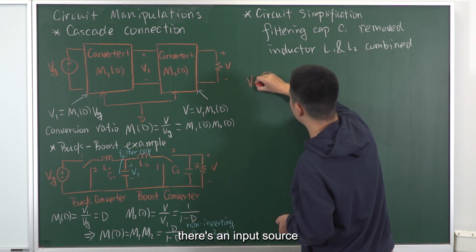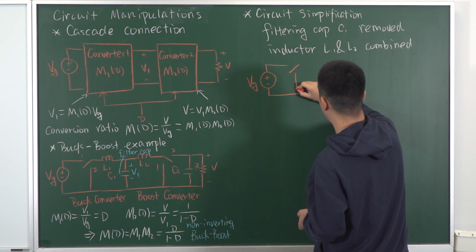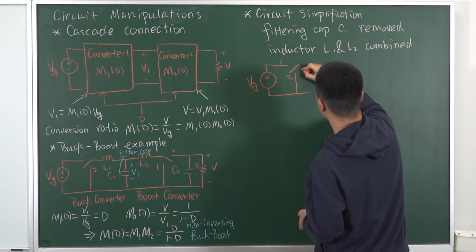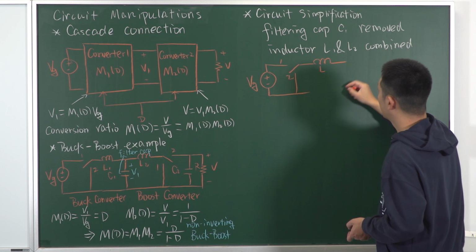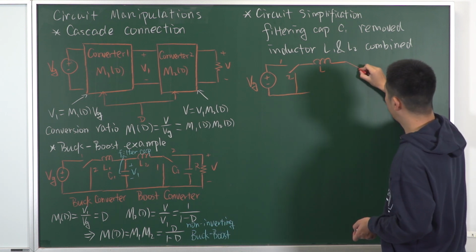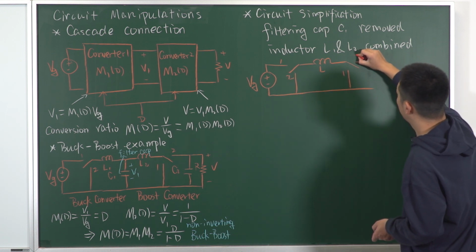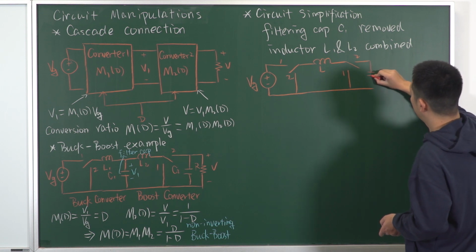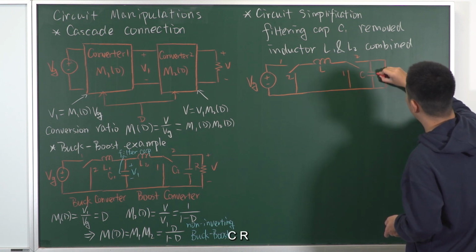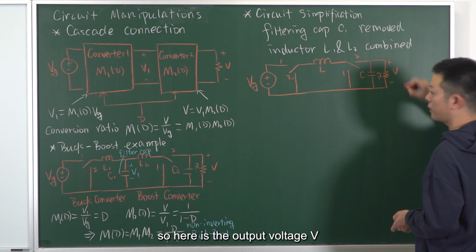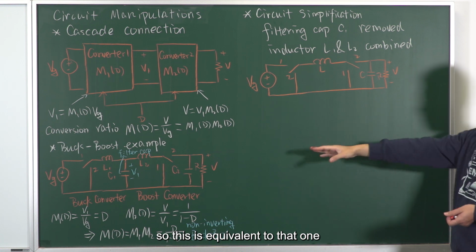We will arrive at a simplified circuit for the non-inverting buck boost. Here is the input source. Here is the switch network. Here is the combined inductor, L. Here is another switch network, port 1, port 2, and the load network, C and R. So here is the output voltage V. So this is equivalent to that one.